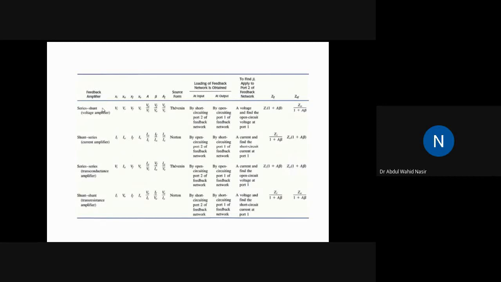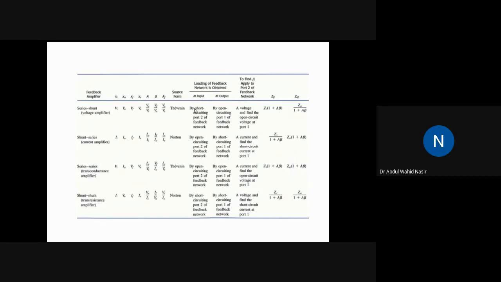In the series shunt case, the amplifier is called a voltage amplifier. That means both the output signal and the input signal are voltage. You can see Xi is voltage, X naught is voltage, XF is voltage, and Xs is also voltage. So the amplifier gain will be V naught by Vi, beta will be Vf by V naught, and the overall gain of the negative feedback system will be V naught by Vs. The source should be Thevenin, and this is how the loading feedback network is obtained.